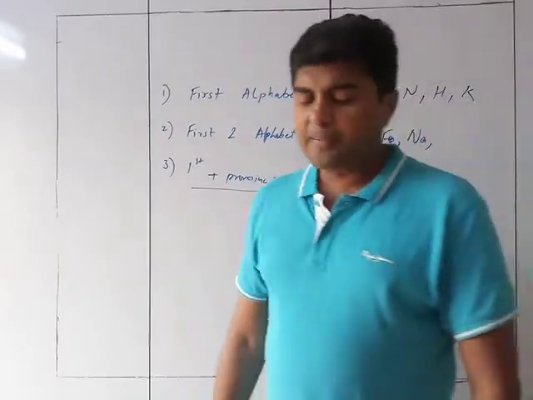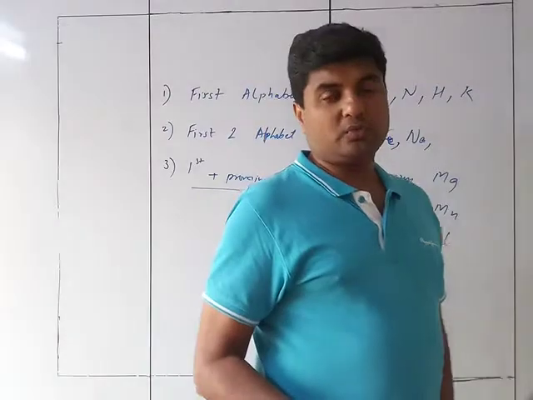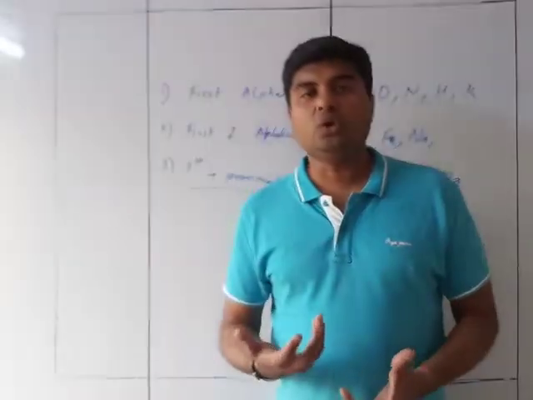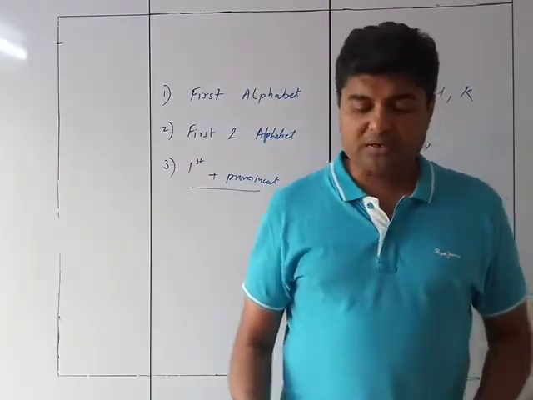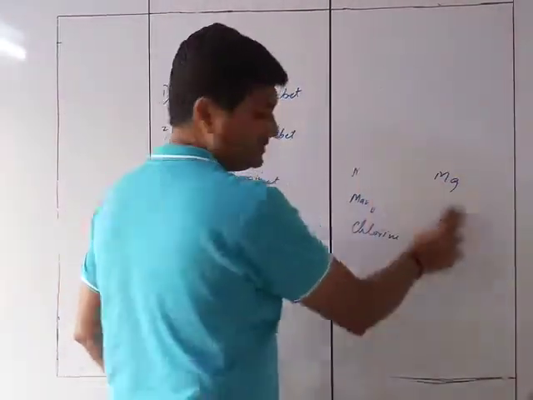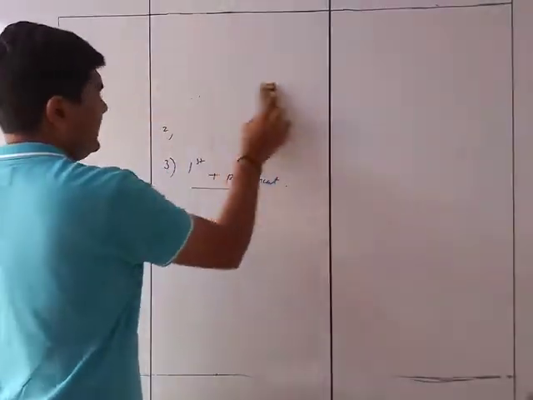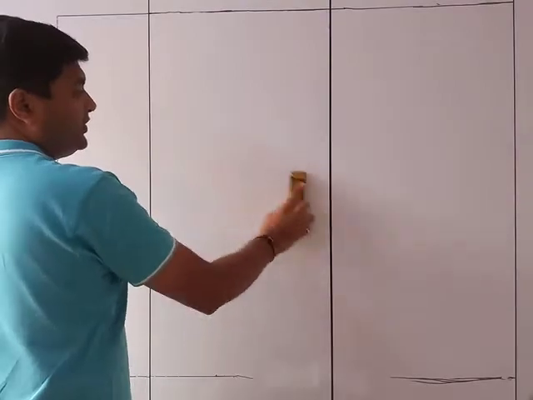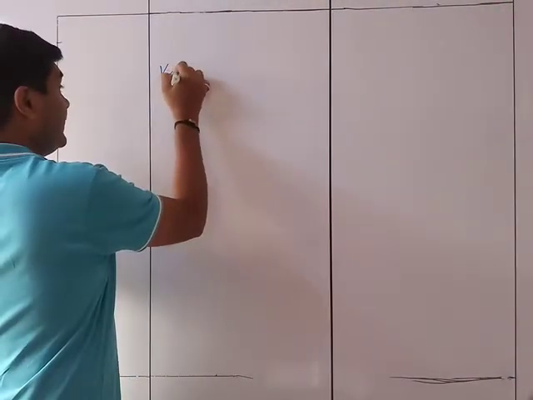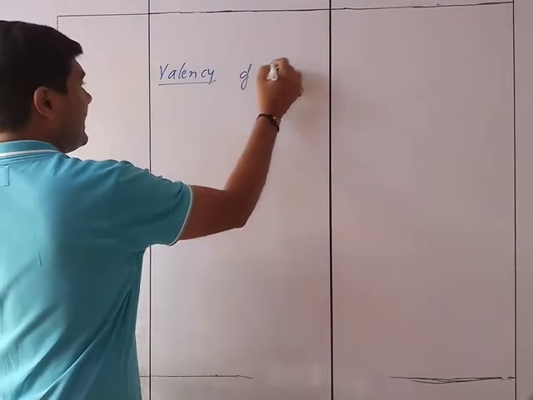Now once the alphabets were determined, the next thing was the formation of the compound. So when we talk about the formation of the compound, you need to know one very important thing about the particular element, and that is the valency. Now valency plays a very important role in the formation of the compound. So अगर हम लोग valency देखते हैं, so the next thing we need to know is the valency of the element.